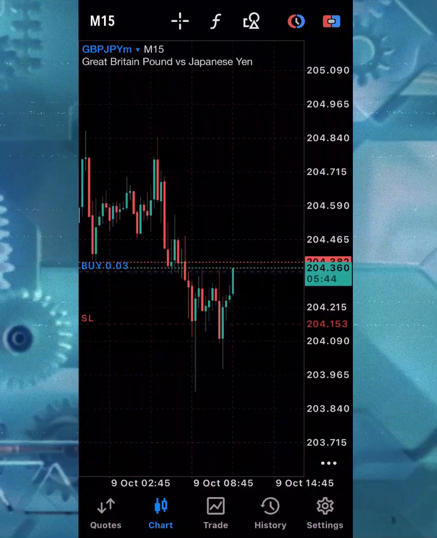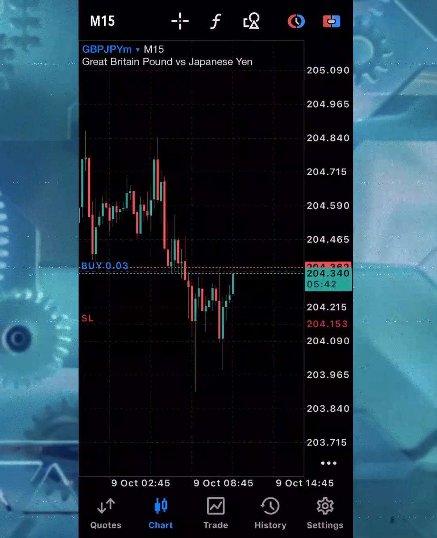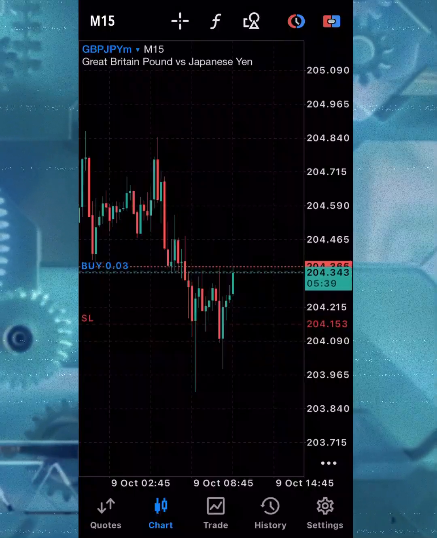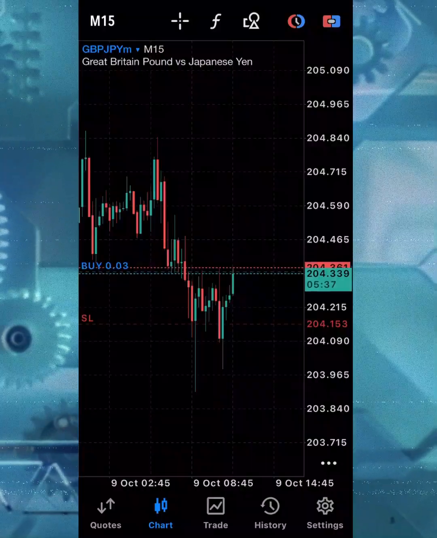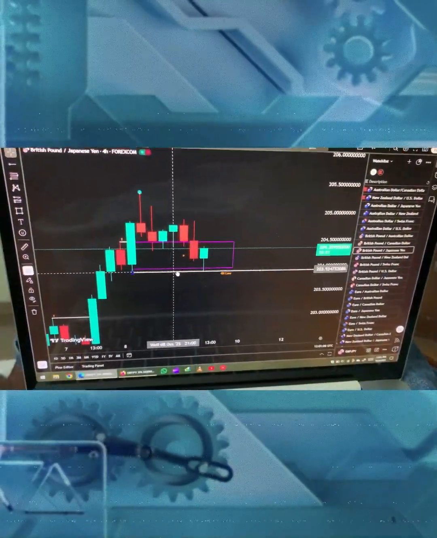Let me show you guys. Let me really show you guys the setup and what exactly I was seeing before I entered into the trade. Okay, so I'll go to my laptop and show you guys quickly. So guys, this is my setup. Okay, this is a setup.